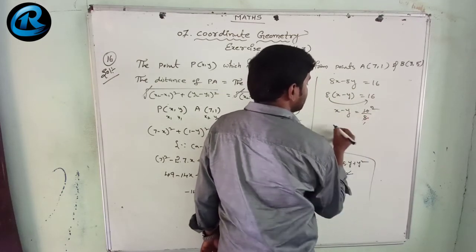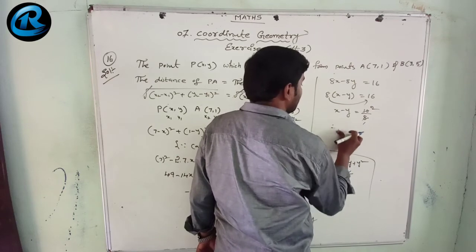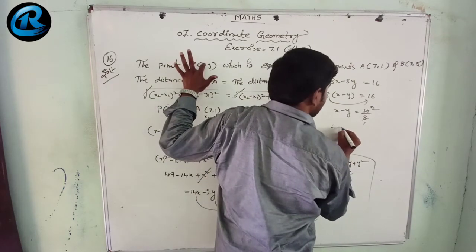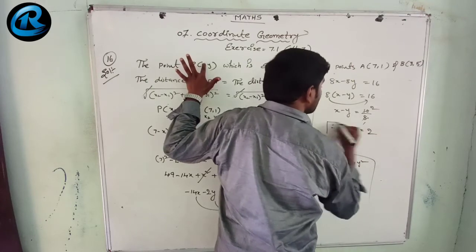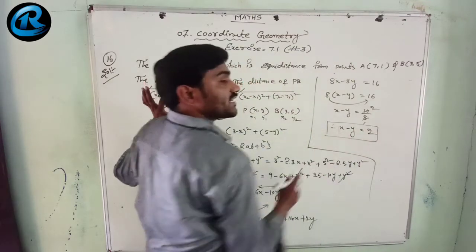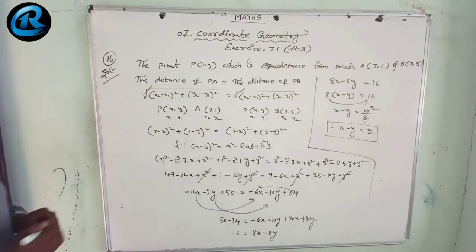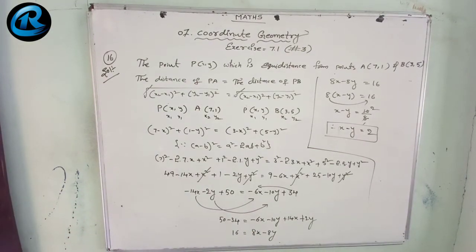8 ones are 8, 8 twos are 16, therefore the relation between the x and y of this point (x, y) is, the difference between them will give us 2. The difference will give us 2, x minus y equal to 2. The same model question. In this way we can complete this, children.